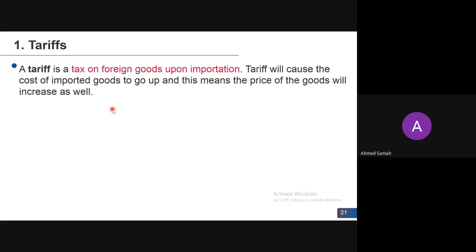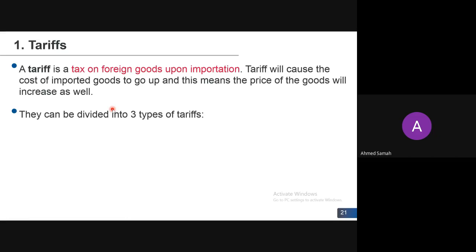So a tariff is a tax imposed on foreign goods. So tariffs will cause the cost of imported goods to go up, and this means that the price of the goods will increase as well. So importers will now actually increase their prices to the customers as well.